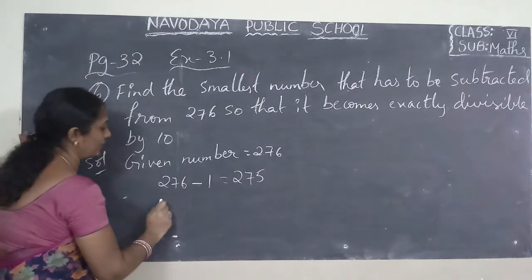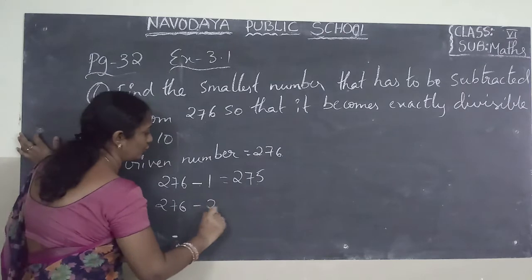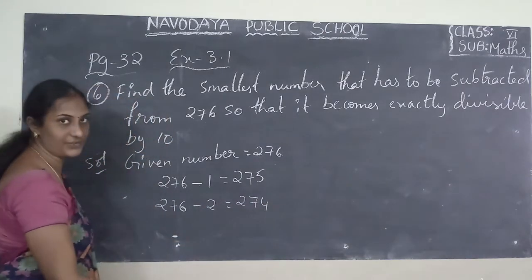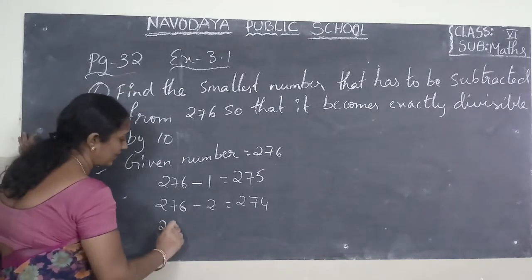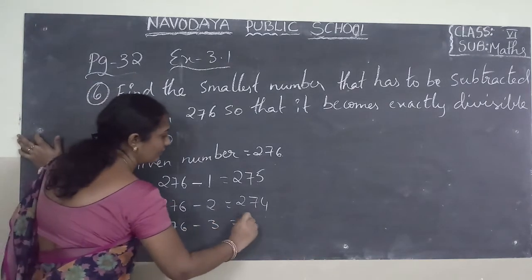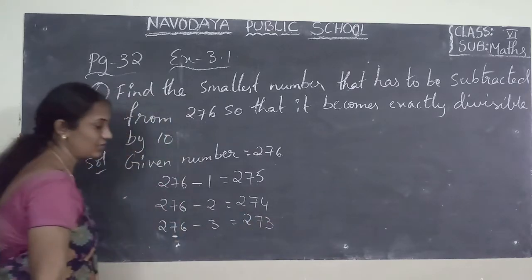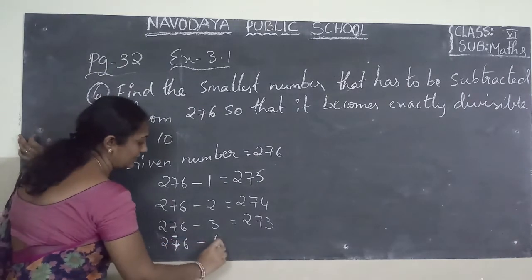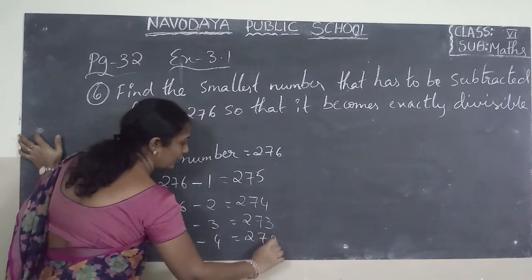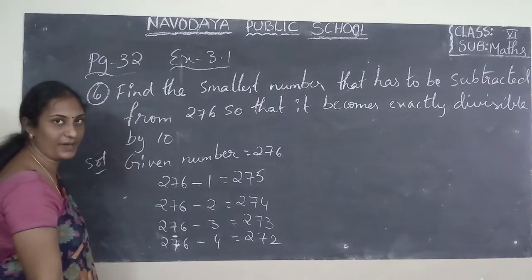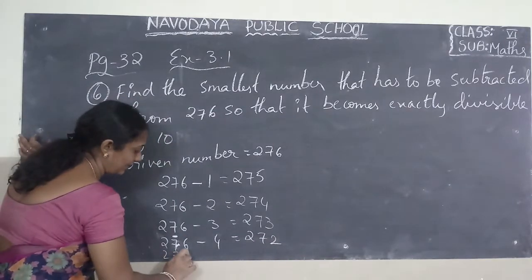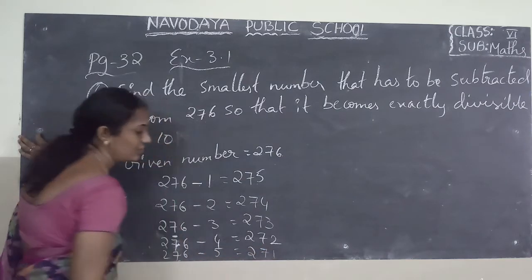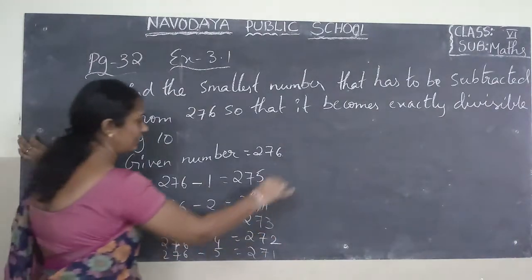So take the next number. 276 minus 2 means 274. In the ones place we got 4, so it is not divisible by 10. 276 minus 3 means 273, so it is not divisible by 10. 276 minus 4 is 272, also not divisible by 10. 276 minus 5 is 271, also not divisible.